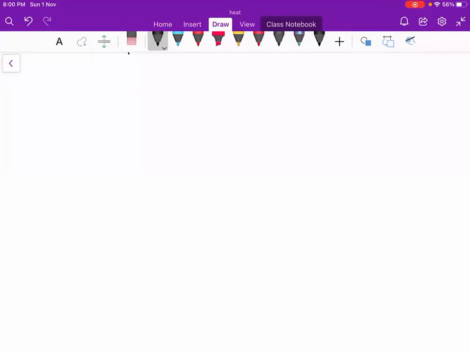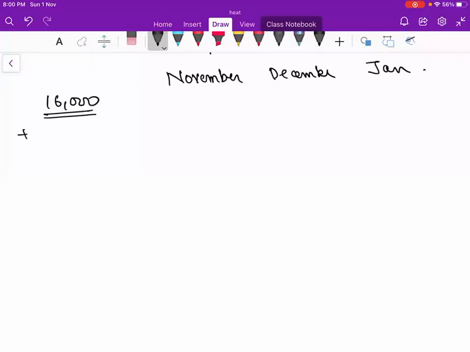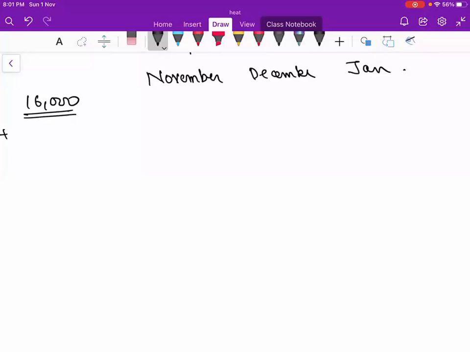One thing I will tell you: now it's coming November, December, January. Suppose from GATE approximately 16,000 students give the GATE. 16,000 to 18,000. This year this may become 32,000 because third year students are also giving. So suppose I am just taking 16,000.